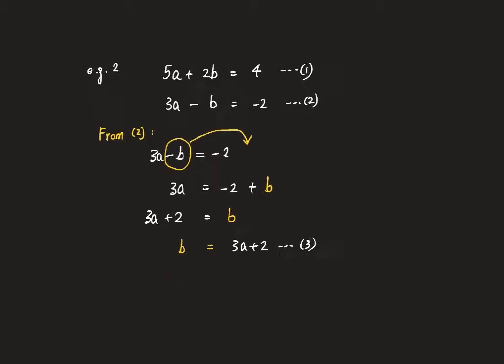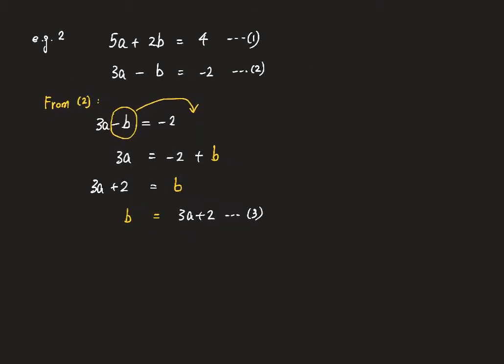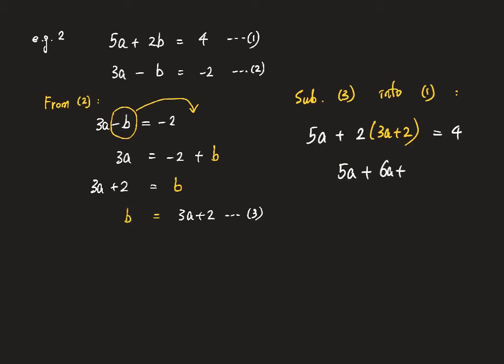And then the next step is quite similar to example 1. I need to substitute equation 3 into 1 to find the value of a, like this. 5a plus 2 times b, which is 3a plus 2, equals 4. I expand the bracket. And 11a equals 0, a is 0.